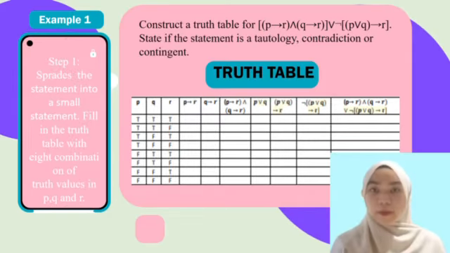Let's look at the example. The question asks to construct a truth table for the statement as given. State if the statement is a tautology, contradiction, or contingent. So the first step we have to do is split the statement into small statements so that it will become easy for us to find out the answer, and then fill in the truth table with each combination of truth values in P, Q, and R.